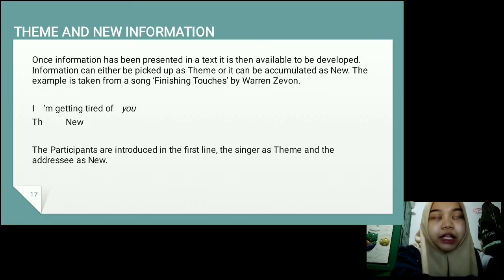The next is theme and new information. Once information has been presented in a text, it is then available to be developed. Information can either be picked up as theme or it can be accumulated as new. The example is taken from a song, Finishing Touches by Warren Zevon. I'm getting tired of you. I is theme, and you is new. The participants are introduced in the first line, the singer as theme and the addressee as new.